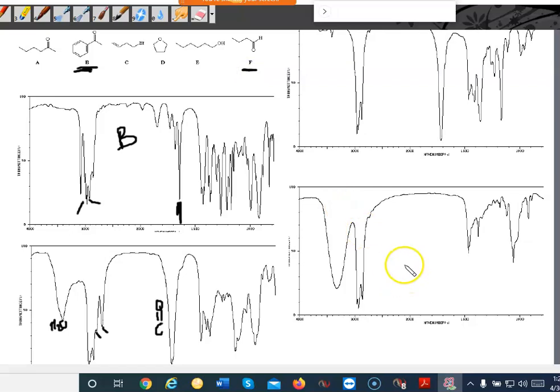Plus, if you look at this IR, I definitely have an alcohol peak here. That, without a doubt, is an alcohol. So it's something like this. It's not clear and straightforward, but it gives you hints. And that's the thing about IRs, is that it's not always as perfect as you would like it to be. Okay, so this one would be for F.